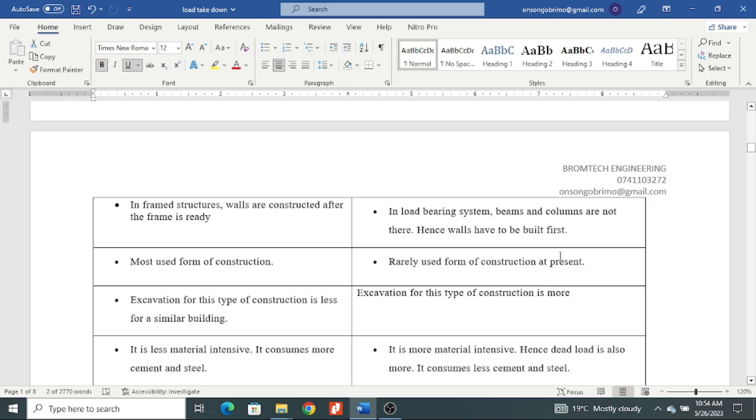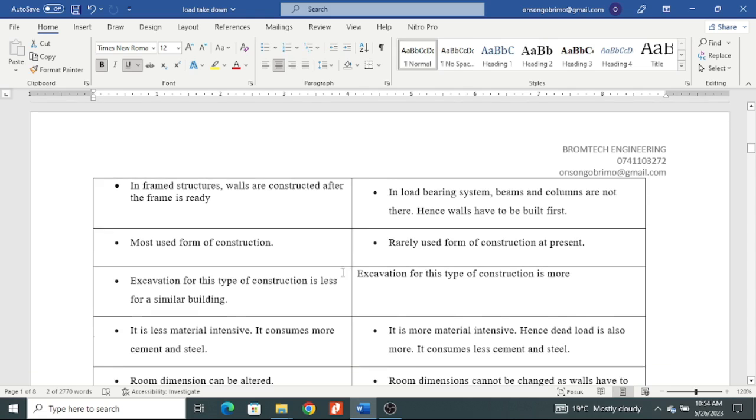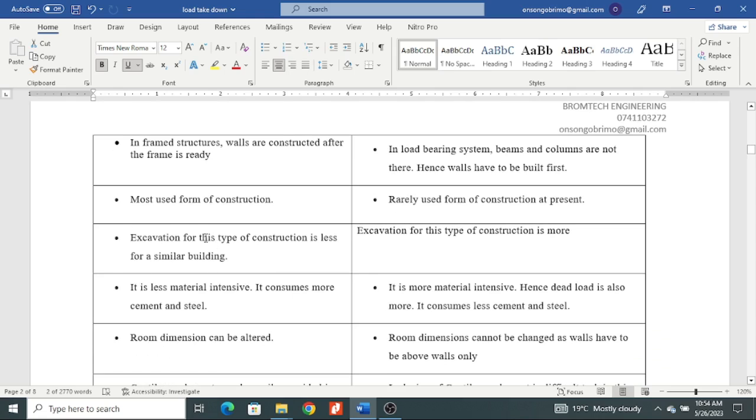That is why this load bearing system is not a very common system that is widely used. And excavation for the type of construction of a framed building is actually normally less, and for load bearing excavation is more, because you have to excavate for strip footings where your walls are going to lay. But here you can just do your pad footings, you concrete and fix your reinforcement, and you start construction.